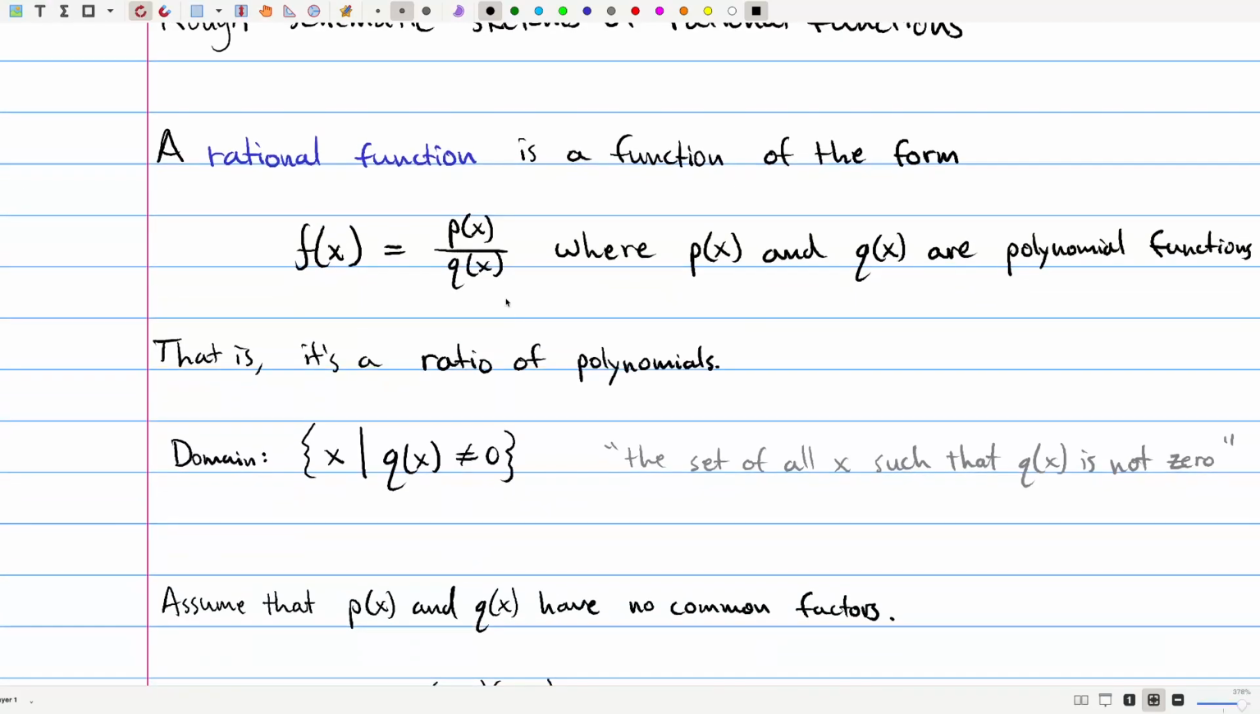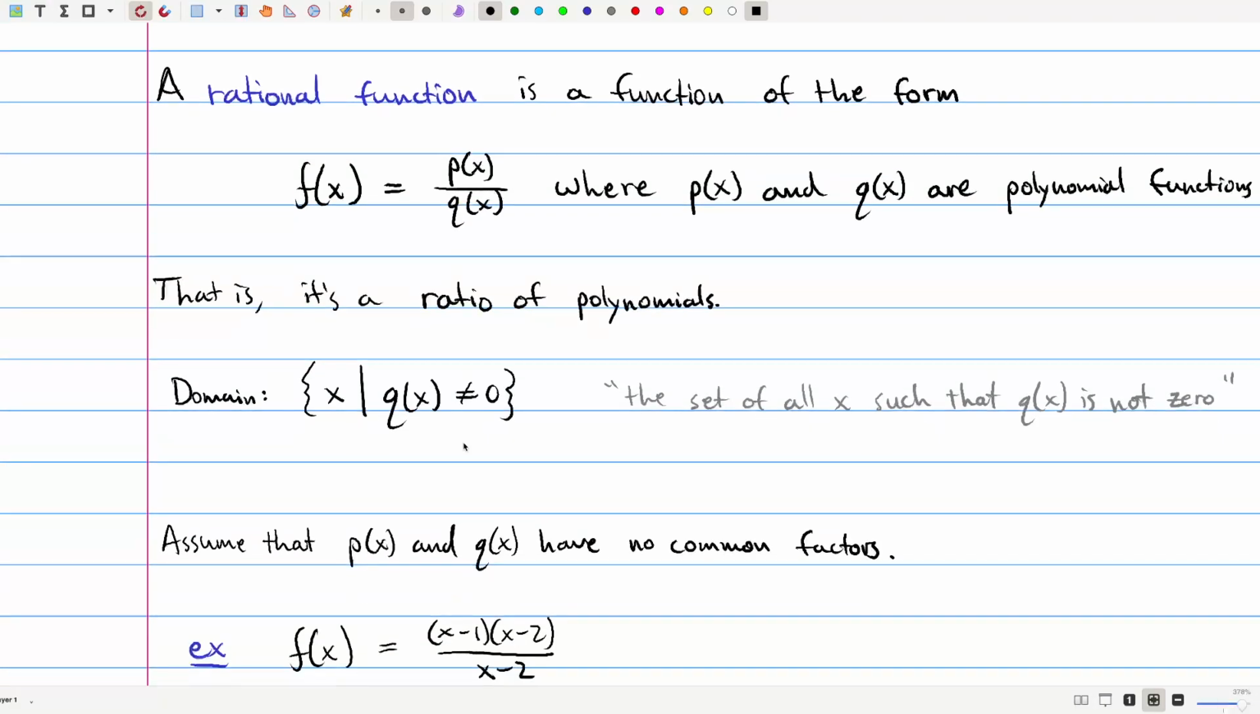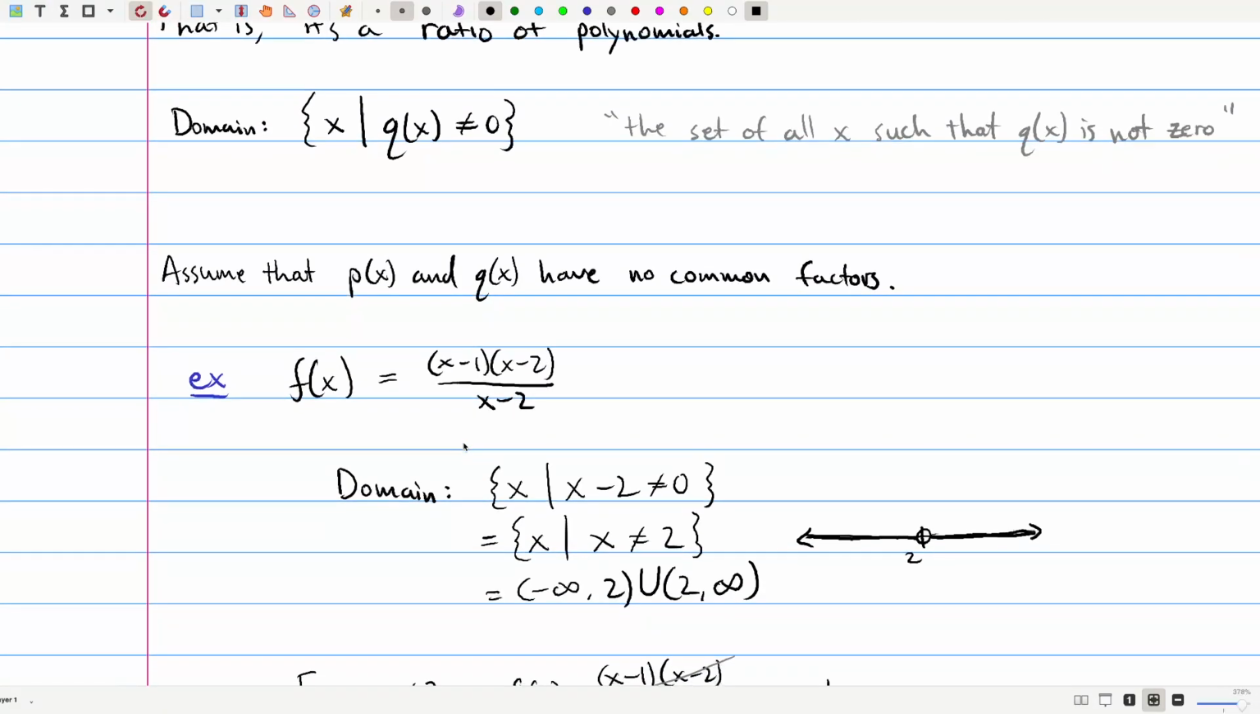So, for this video, we're going to assume that p and q have no common factors, or in other words, they have no common roots. That's actually what we care about. And the reason for this is, let's see through an example. So let f of x be the function x minus 1 times x minus 2 on the top and x minus 2 on the bottom. So we can see that there is a common factor of x minus 2. Or in other words, they both have 2 as a root.